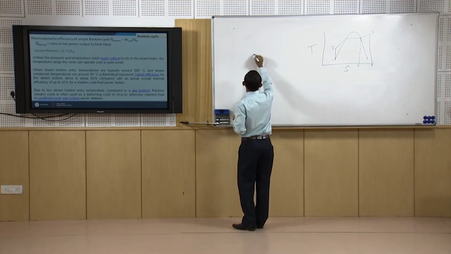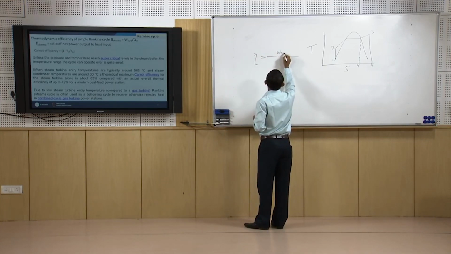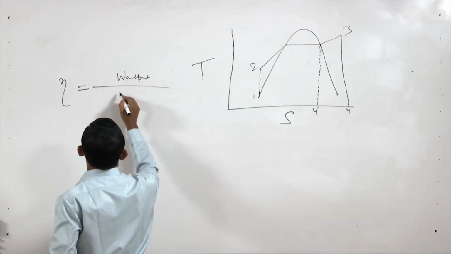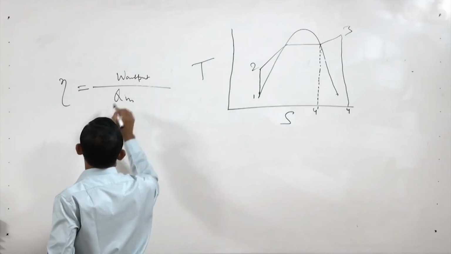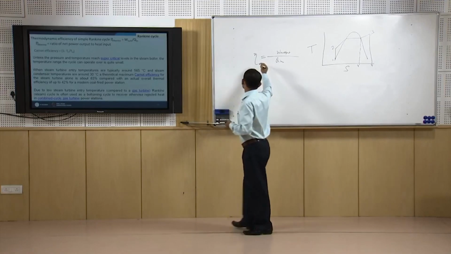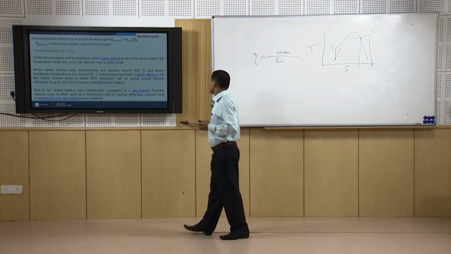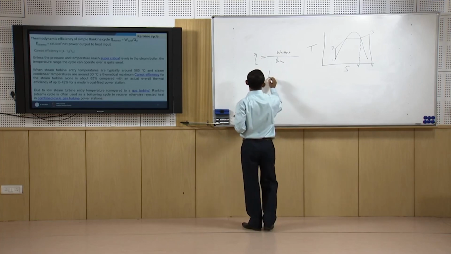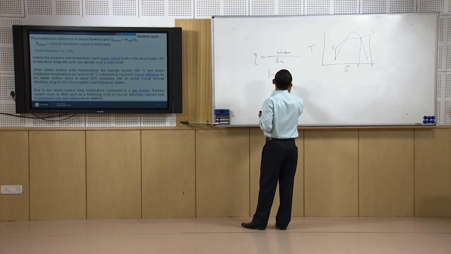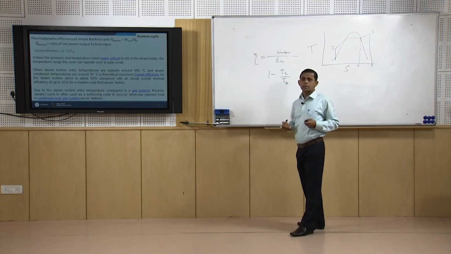So, what is the efficiency? Efficiency is obviously the work output at the turbine divided by Q input, that is, how much heat we have given and how much work we are getting. So, this is giving us the efficiency. The maximum efficiency we can get is the Carnot efficiency, 1 minus Tc by Th. So, in this case, what is Tc and what is Th?